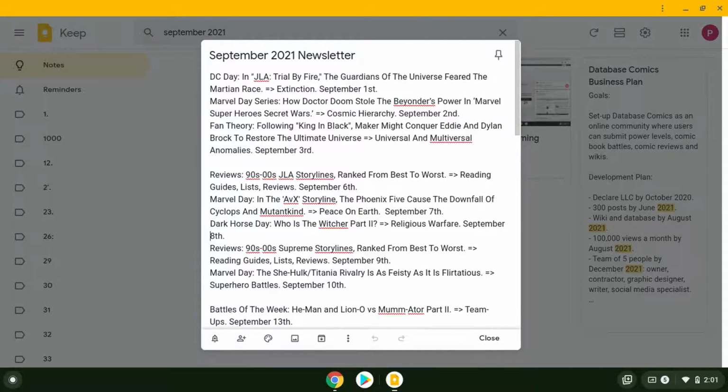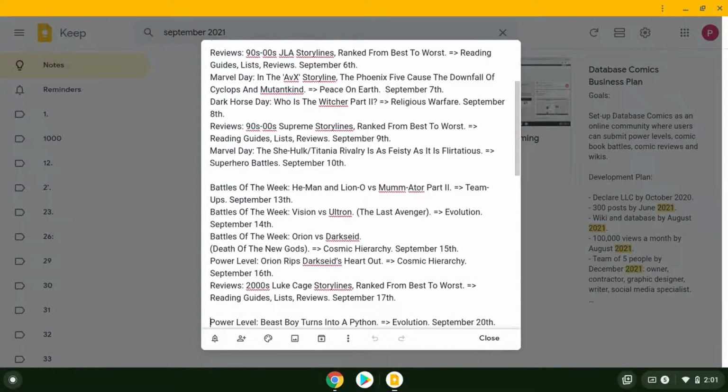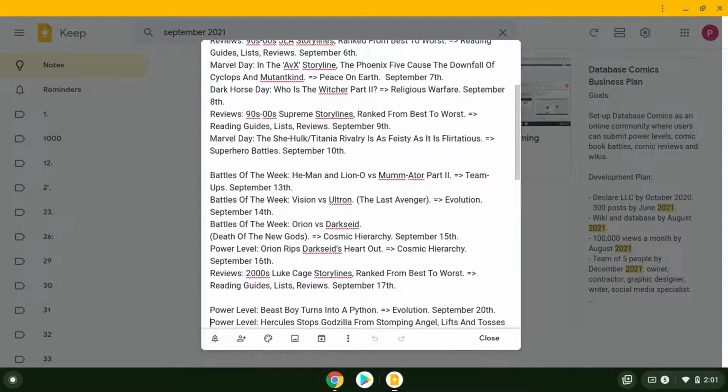Now my third week I usually have battles of the week. These posts are the ones I'm currently working on. I try to get them done a week in advance or a month in advance. Usually it's a month in advance, but sometimes it's a week in advance. As you can see, I have He-Man and Lion vs. Mama Part 2, and then Vision vs. Ultron. This is the name of the comic that it's based on, The Last Avenger.